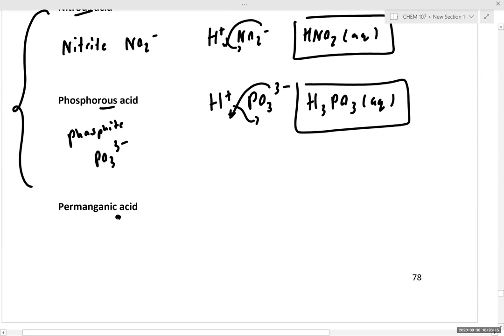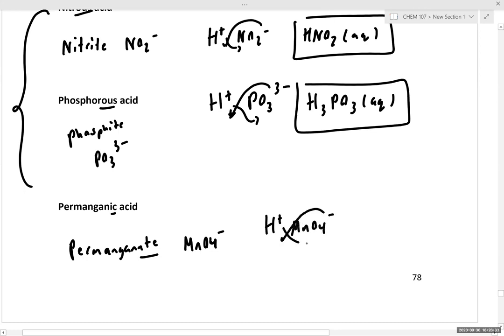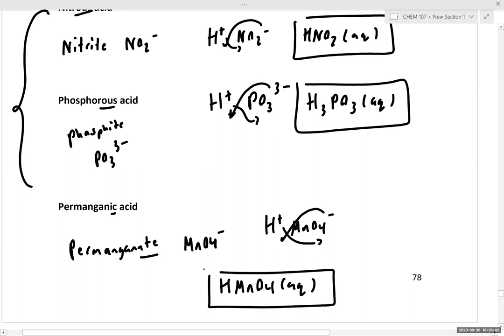Permanganic acid, IC, replaces ATE. So permanganic acid is a derivative of permanganate, which is MnO4 minus. Now that we have each of our component ions, all we have to do is cross the charges, and that gives us HMnO4 aqueous. Does this make sense?